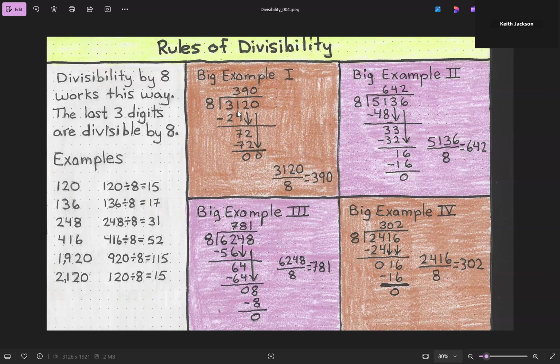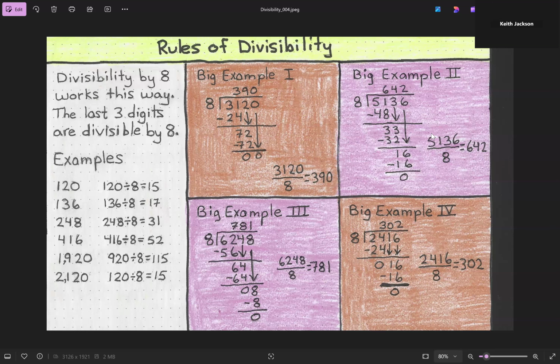Now let's say we have 120 right here as the last three digits in this number of 3,120. And we want to prove that 3,120 is divisible by 8 because we know that 120 is divisible by 8. And when we do our division, we will discover that 3,120 divided by 8 will give us 390. You can plug that into your calculator and see how that will work. And so we know that 3,120 again divided by 8 will give us 390.